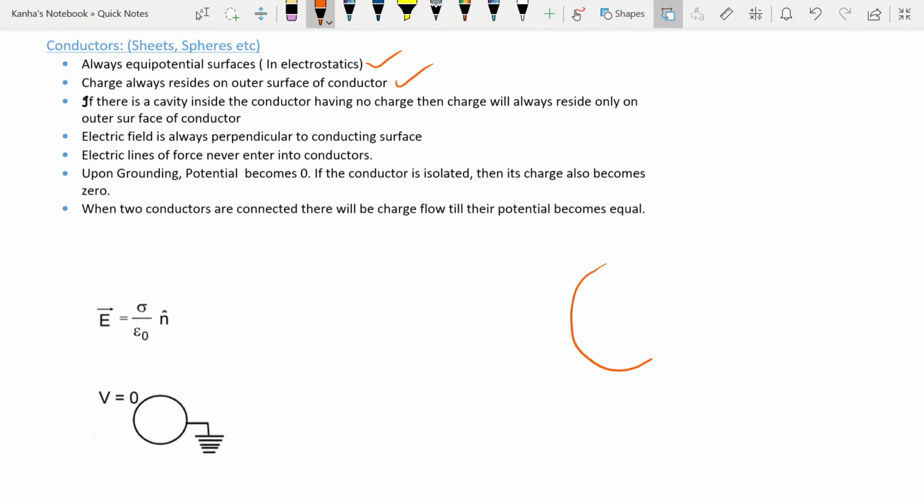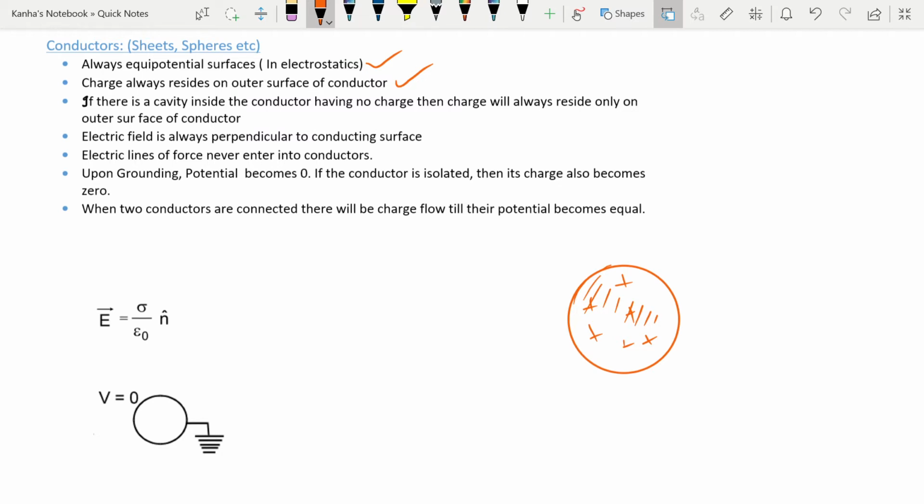For example, if I have a sphere here and if I give some positive charge, let's say by induction, what will happen is this charge will quickly redistribute itself to the outer surface of the conductor. Okay, so there won't be any charge in the bulk of the conductor. For example, if this is solid, all the charge will just reside on the outer surface.